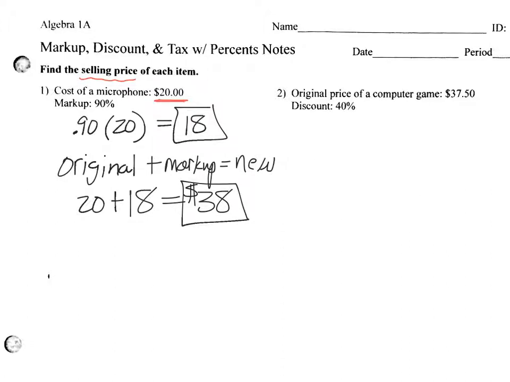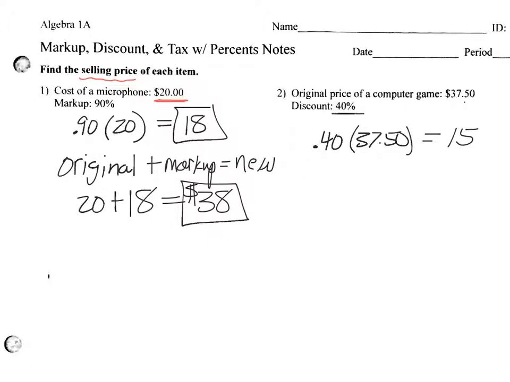Okay. So this time we have a discount. So we're going to do the same thing. We're going to take our percentage, which is 40%, change it to a decimal, multiply that times the original, 37.50. So if we do that, so 0.4 times 37.50 would be 15.